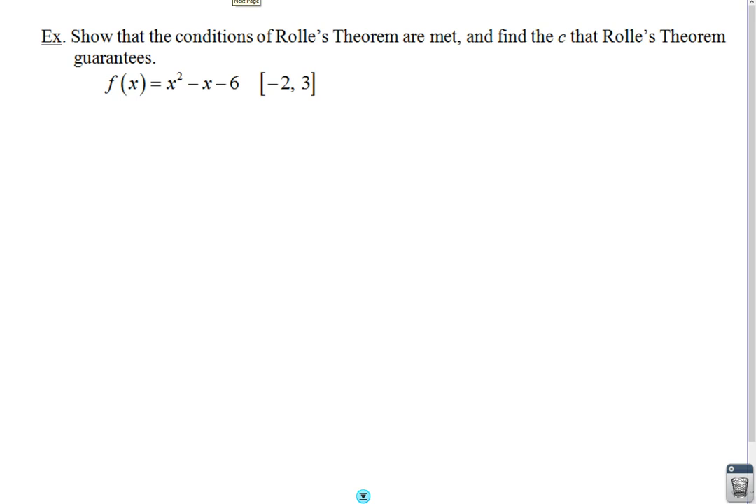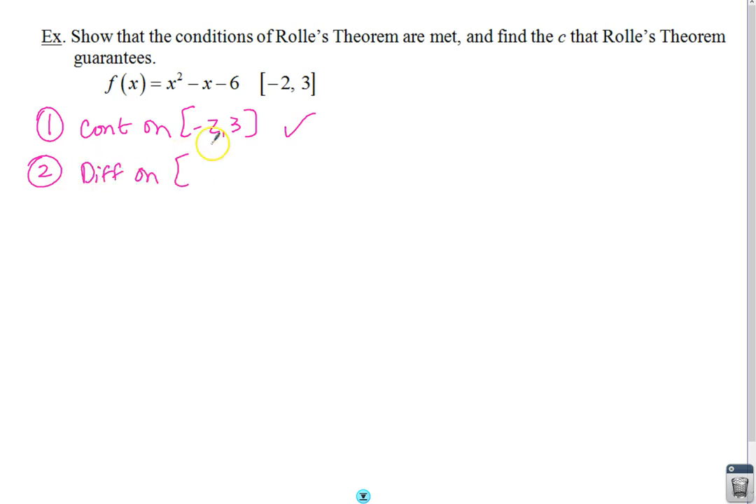Show that the conditions of Rolle's theorem are met and find the value of c that Rolle's theorem guarantees. Okay, so the first condition, is this function continuous on -2 to 3? Well, this is a quadratic function. We know that all quadratic functions are continuous, so we're good there. Step 2, is this differentiable on the open interval, -2 to 3? Well, the derivative of a quadratic is linear. All linear functions are also continuous over the entire line. So yeah, we're good to go there.